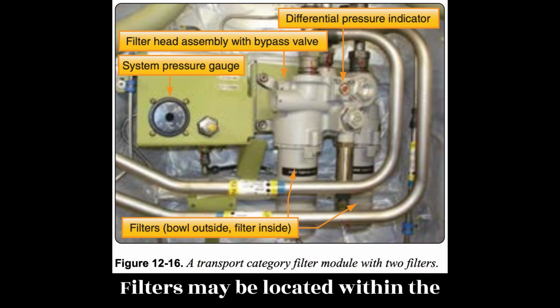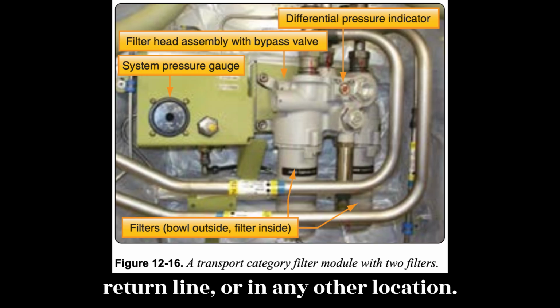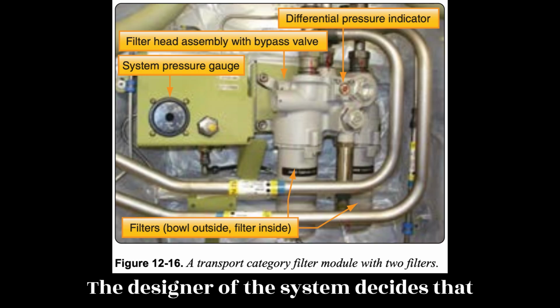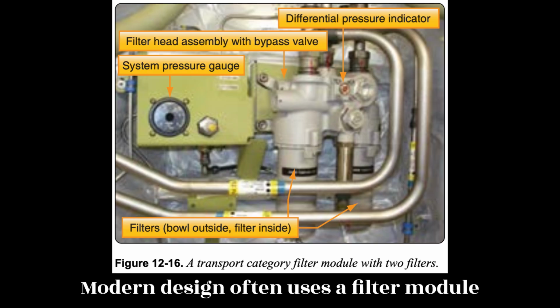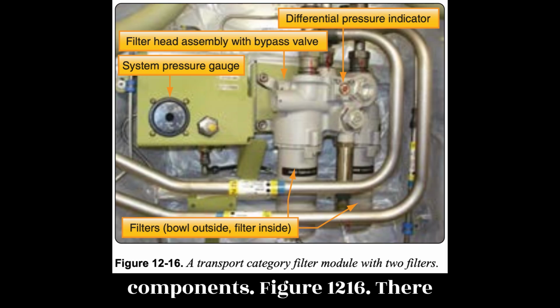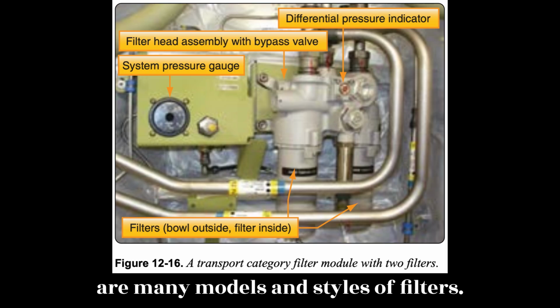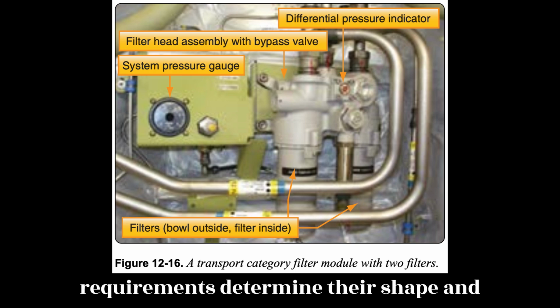Filters may be located within the reservoir, in the pressure line, in the return line, or in any other location the designer of the system decides that they are needed to safeguard the hydraulic system against impurities. Modern design often uses a filter module that contains several filters and other components. Figure 12-16. There are many models and styles of filters. Their position in the aircraft and design requirements determine their shape and size.